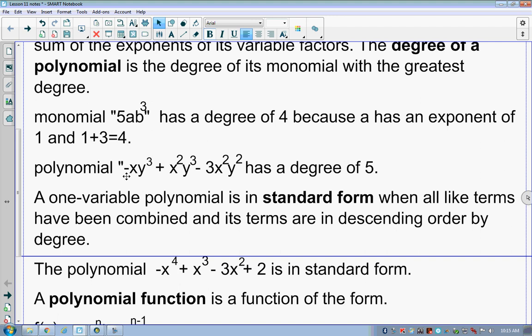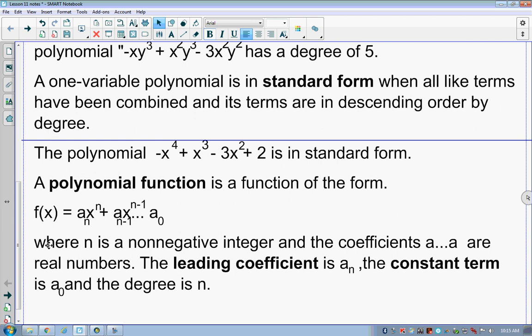A polynomial function is a function in the form of this. Now this looks really complicated, but basically what we're saying is that we're starting from the greatest exponent going down until we get to a constant, which is a to the 0. So n is a non-negative integer, and the coefficients a are real numbers. The leading coefficient is a to the n. That's all it means, it's just a coefficient. The constant term is a base 0, and the degree is n. It's really complicated. I don't like it whenever they do things like that because it's hard to make sense out of.